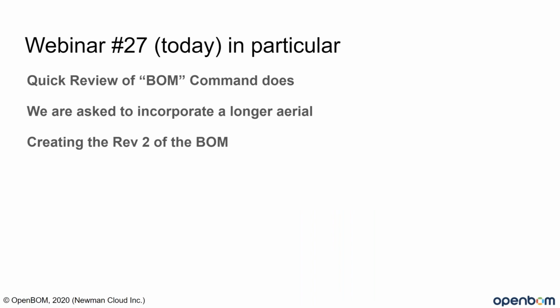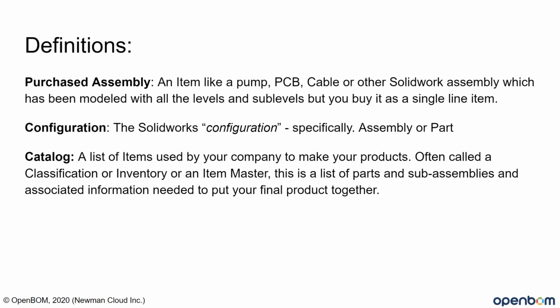So today in particular, we're going to just do a quick review of what the BOM command does. We're going to go through a live use case where a colleague asked us to incorporate a change. We're going to put a longer antenna on the popular wireless router, and then we're going to create a Rev 2 in the BOM, and we're going to see how we do that. At the end, we're also going to make some purchase orders and kind of wrap this thing up.